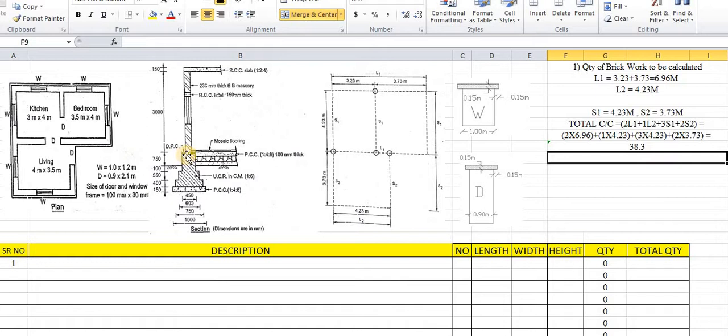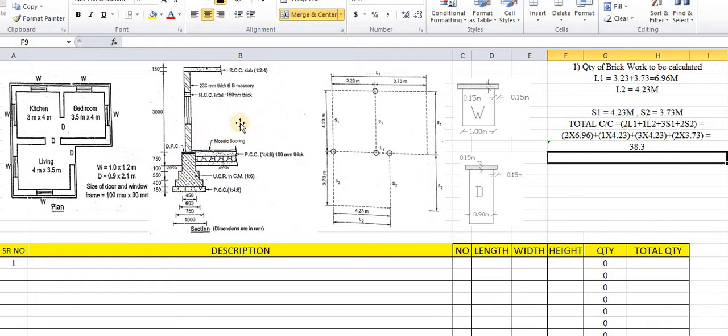Again it is passing through DPC, so DPC can be found out by long wall, short wall method. Again the center line of this wall is passing through UCR, third step, second step, first step. Again it will be used for long wall, short wall method. Again the center line will be passing through the PCC. So long wall, short wall method will be used for PCC work, for UCR work, for DPC work and for brickworks. So these four quantities are to be calculated by long wall short wall methods.